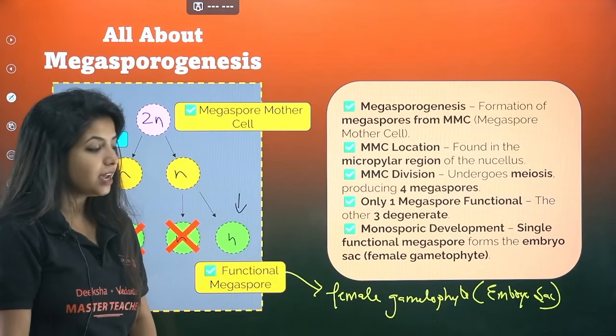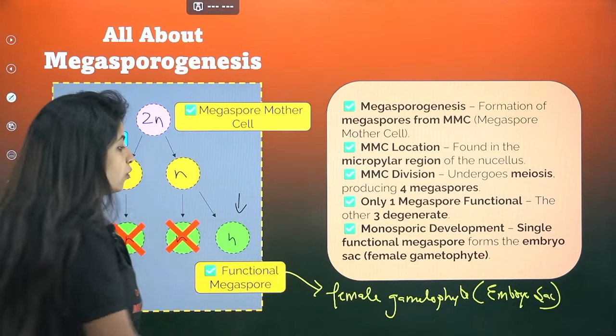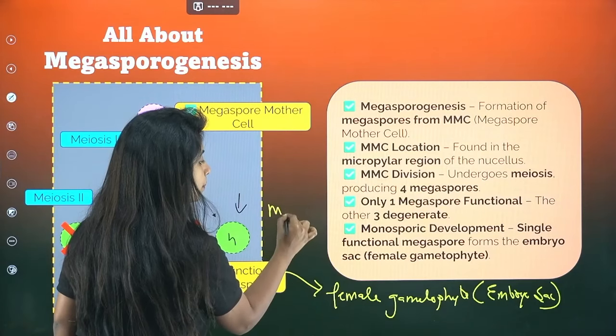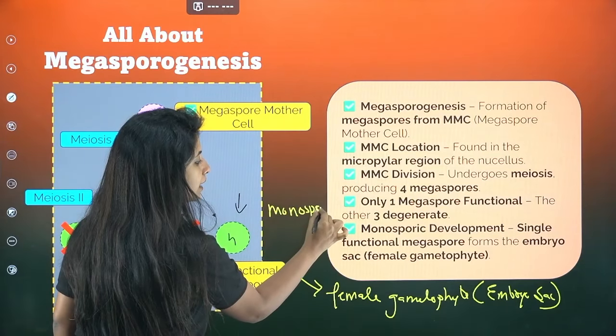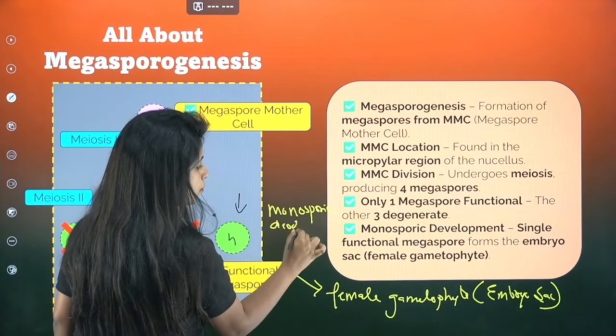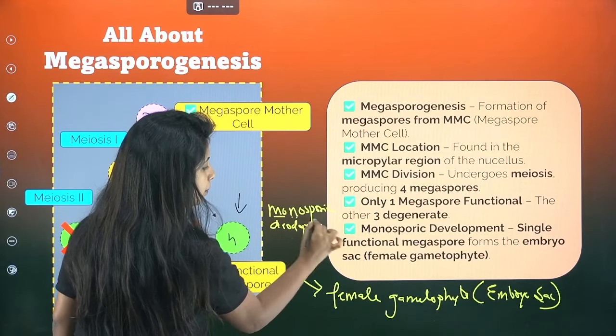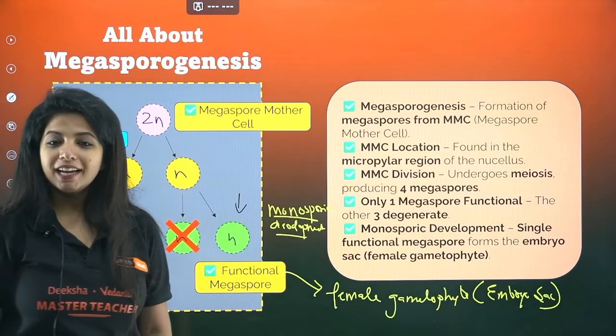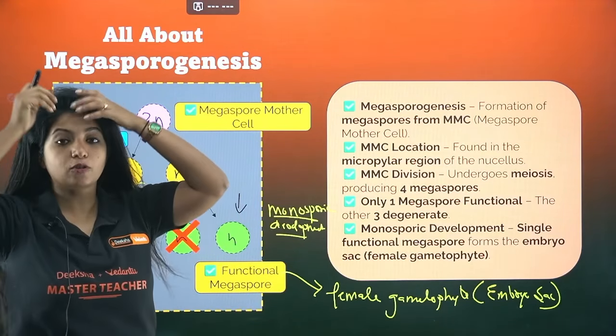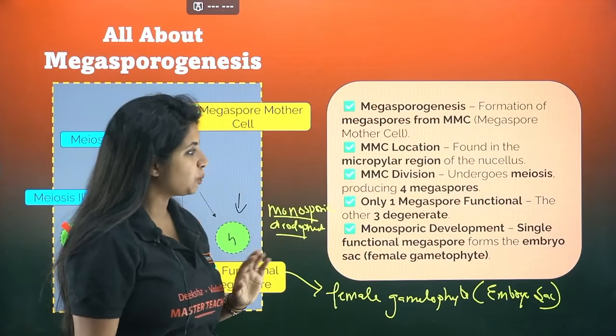Only 1 megaspore is functioning over here and forming that, so you call this development monosporic development. What do you call this? Monosporic development. Only 1 spore develops. It's not like microsporogenesis, right? Here things are going to be quite different.